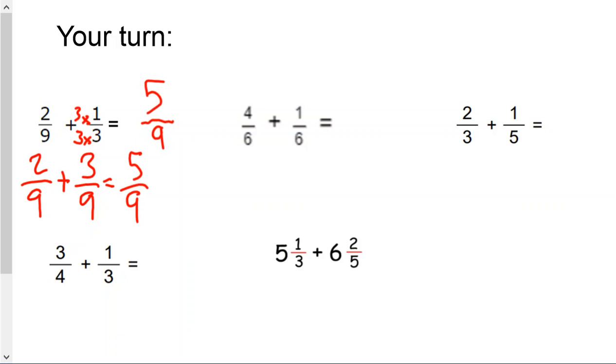All right, number 2, 4/6 plus 1/6. We have like denominators, so we can bring our denominator over, and then we can just add straight across. 4 plus 1 is 5. 5/6.